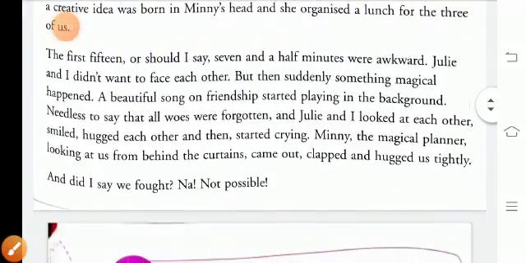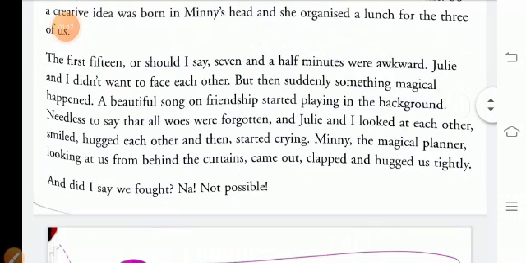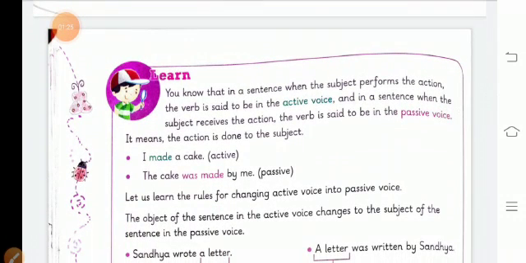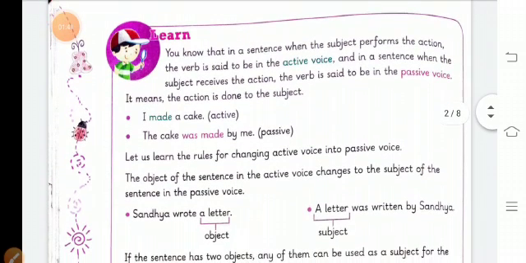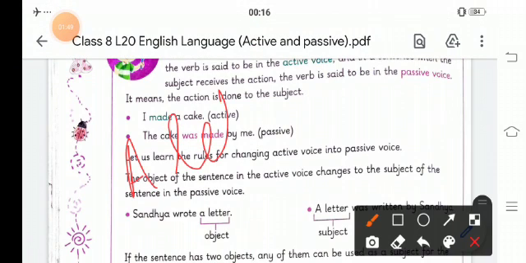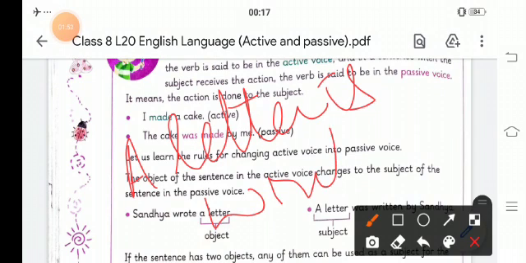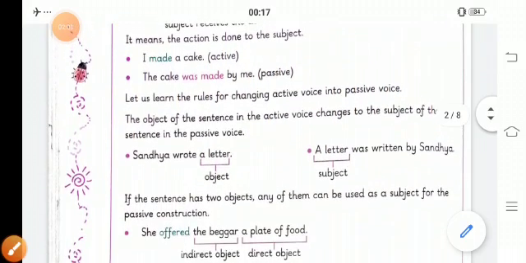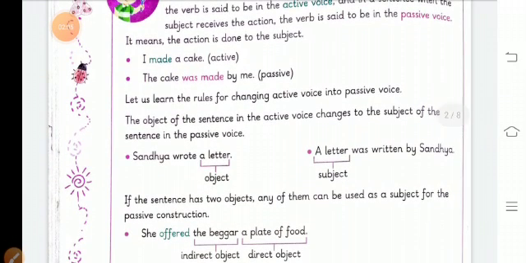And in the passive voice, we use the passive voice when we want to emphasize the action itself. In other words, we can say that a verb is said to be in the passive voice when the person or things denoted by the subject does not act but suffers the action. For example, a letter is written by me, or a letter is written by him.